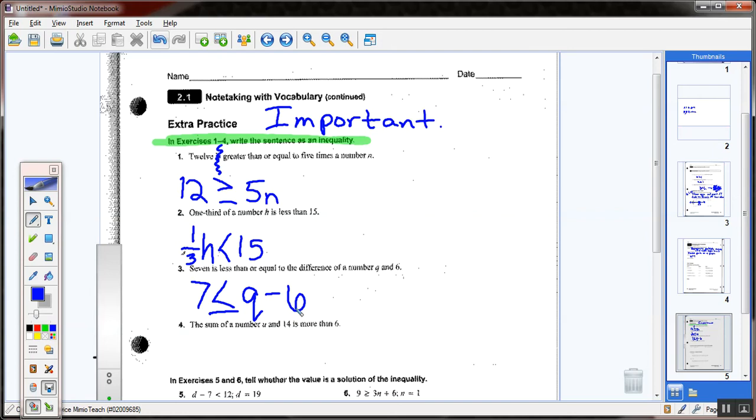What's it? Okay, 4's a tricky one. It's really tricky. You up to the task, Sydney? No. Yes, you are. I'm listening. It said the sum of a number u and 14 is more than 6.